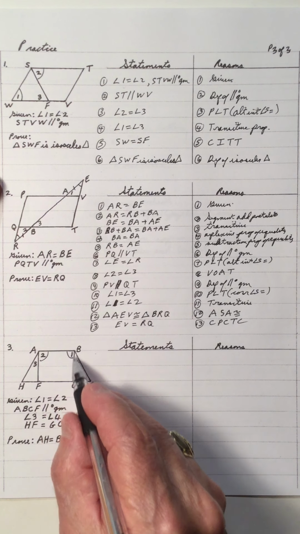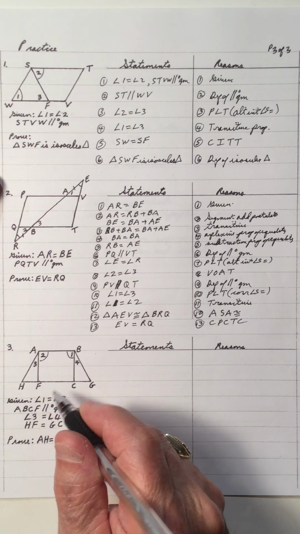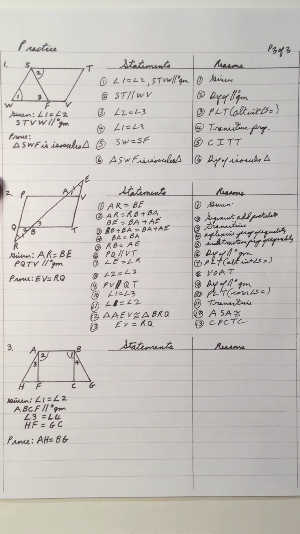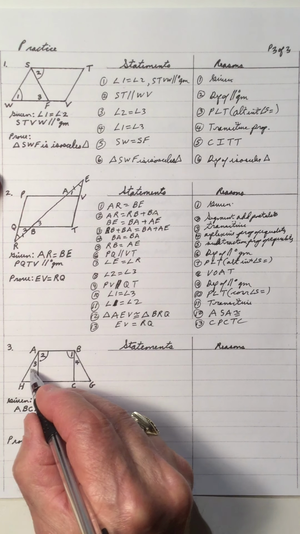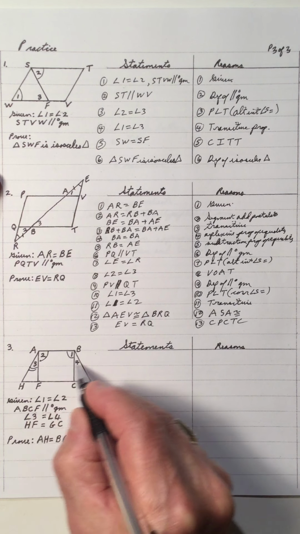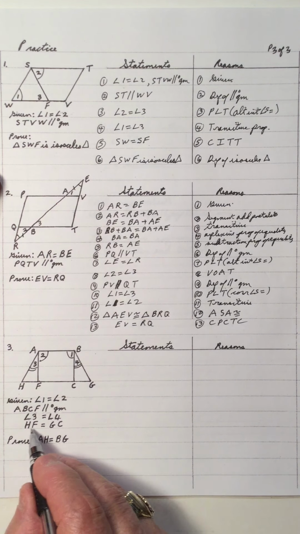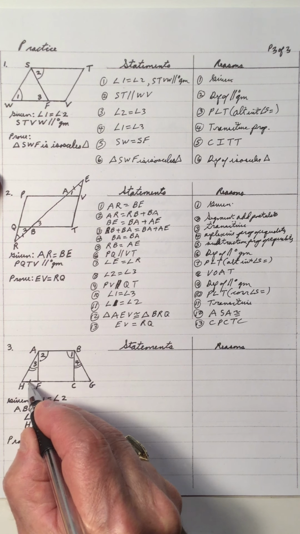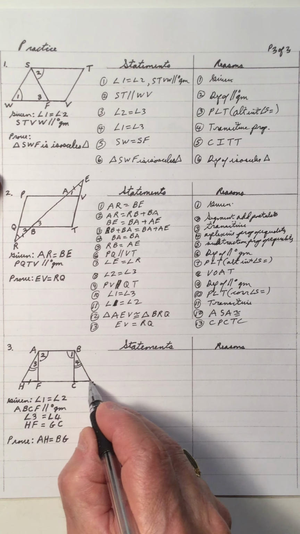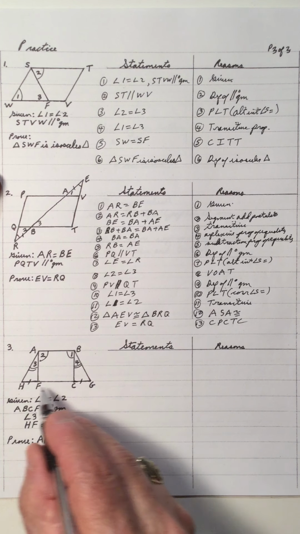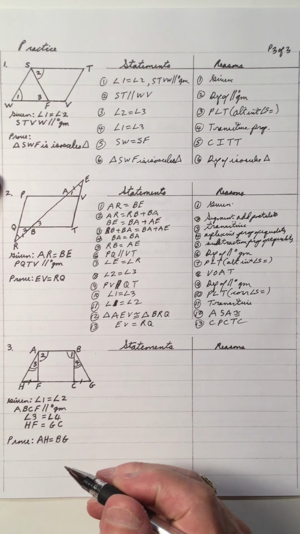is a parallelogram. Okay, parallelogram got opposite sides parallel, and the parallel lines are going to give me equal angles. So let's keep that in mind. We're also given that angle 3 is equal to angle 4. We're also given that HF, this segment, HF is equal to GC, this one. So this segment right here is equal to this segment.